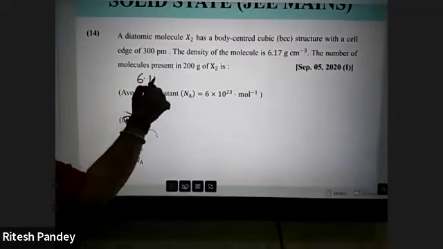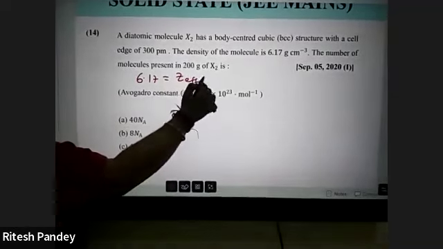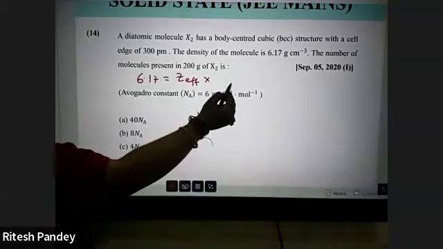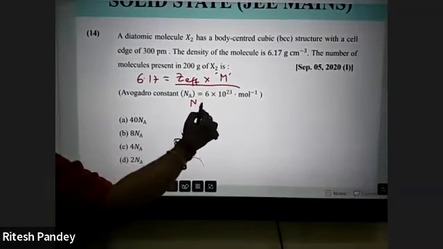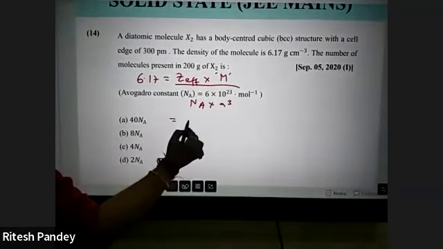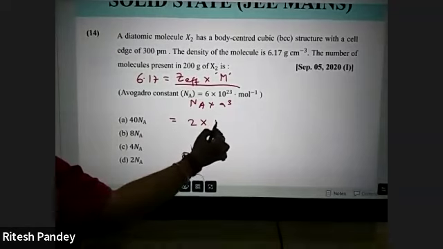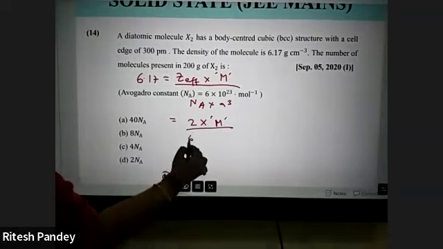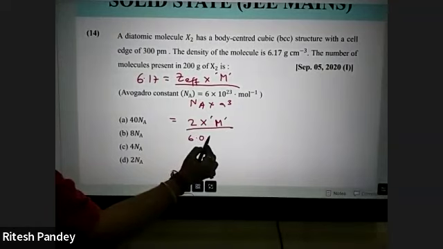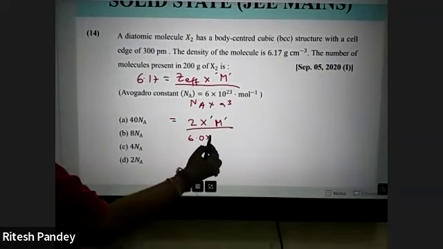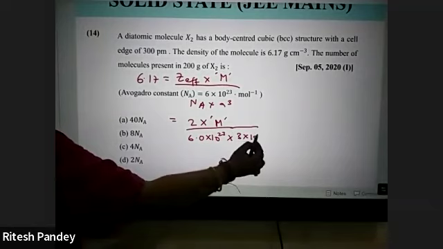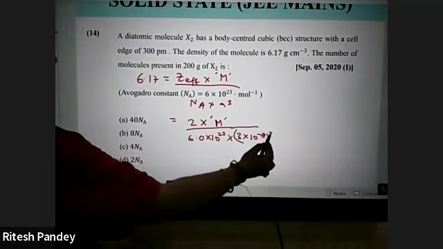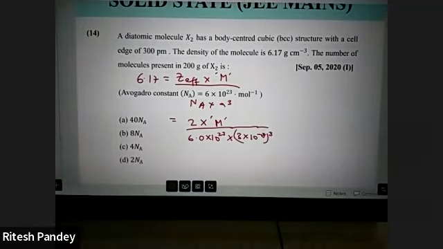So the density being 6.17 is equal to Z effective into molecular mass, which is my concern, upon Avogadro number and A cube. Z effective तो उसका 2 ही होगा ना. एक बार वापस क्रॉस चेक कर लो. एक बार इसको क्रॉस चेक कर लो. मॉलिक्यूलर वेट क्या आ रहा है आप एक बार देख लो.